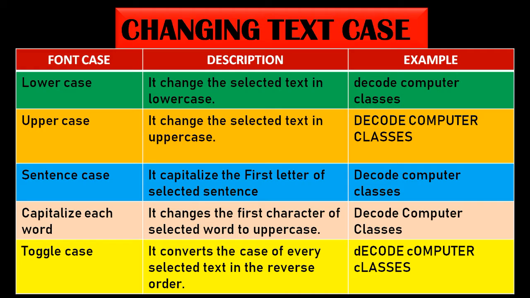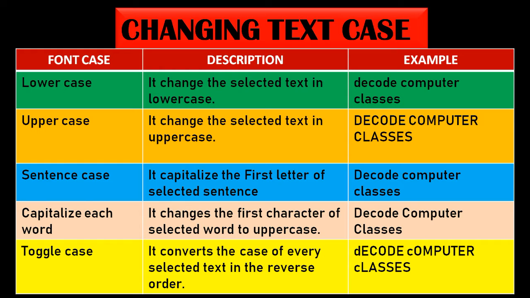Now we can do some case changing formatting in the document, like lowercase, uppercase, sentence case, capitalize each word, and toggle case. Let's see one by one. Lowercase changes the selected text into lower form, like you can see in an example, decode computer classes, every letter in lowercase. Uppercase means it changes the selected text into uppercase, like DECODE COMPUTER CLASSES, every letter a capital. So this is the uppercase.